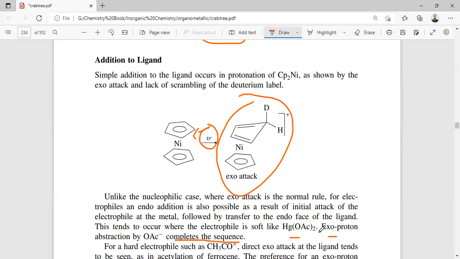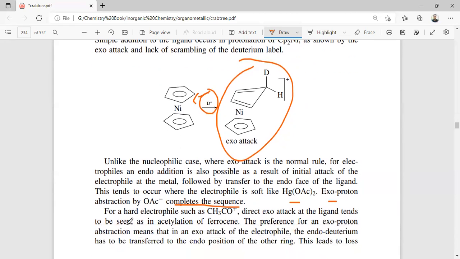For this endo attack, the electrophile first attacks the metal center, then is transferred to the endo face of the ligand. This type of reaction occurs with a soft electrophile like silver acetate. For the exo proton abstraction, the exo proton is abstracted by the acetate anion to complete the sequence. For a hard electrophile such as CH3CO plus, direct exo attack at the ligand tends to be seen, as in the acetylation of ferrocene.